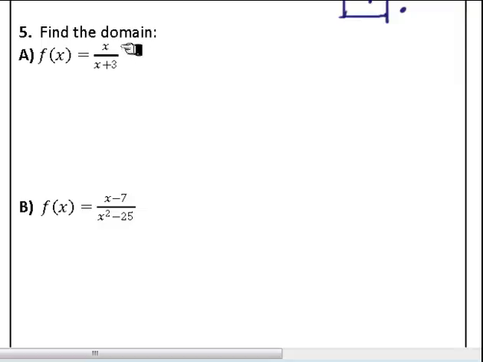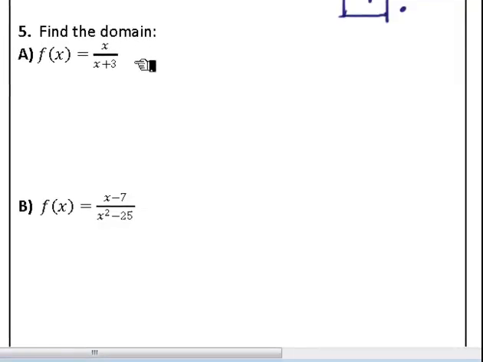Well, we can really substitute anything into here, except we have to be careful not to divide by 0, or not to get 0 in the denominator. So if x is equal to minus 3, then in the denominator we have minus 3 plus 3, which is 0. So we just have to be careful not to substitute in negative 3. And that's really what our domain is.